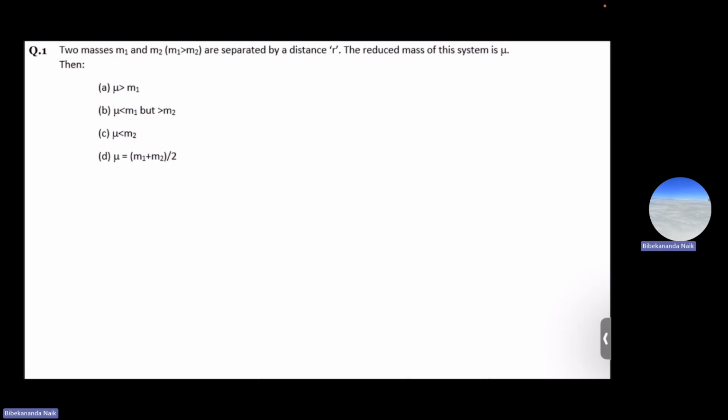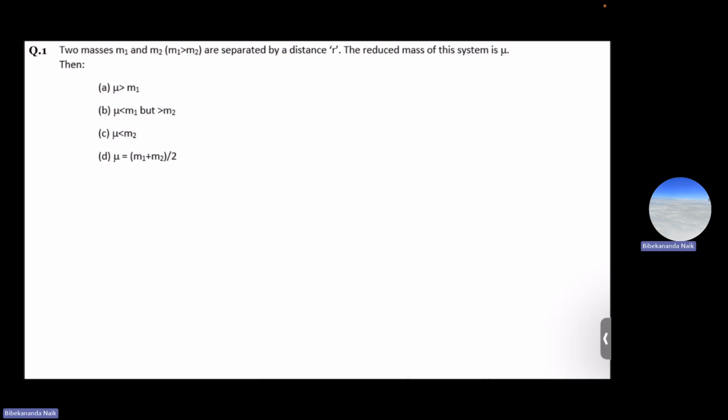So question number 1 says: two masses m1 and m2, where m1 is greater than m2, are separated by a distance r. The reduced mass of this system is mu. Option A, mu will be greater than m1. Option B, mu will be less than m1 but greater than m2. Option C, mu will be less than m2. Or option D, mu is equal to (m1 plus m2) divided by 2.